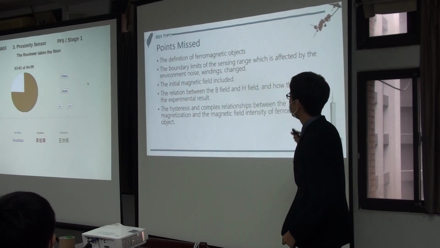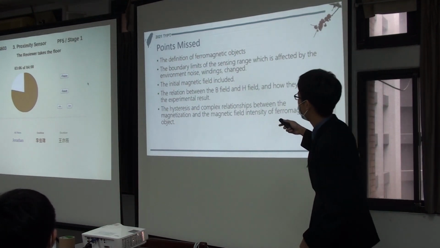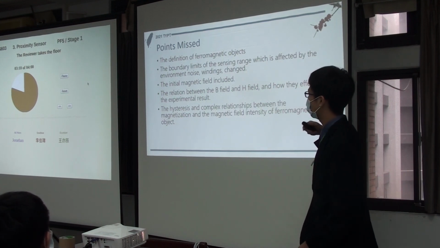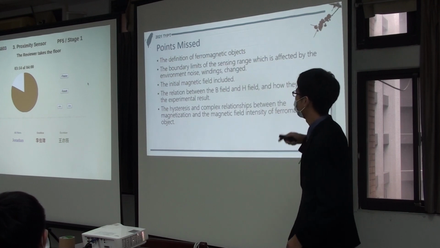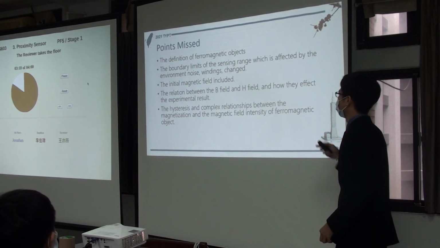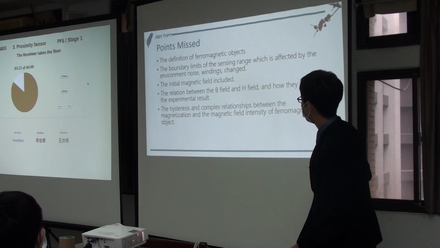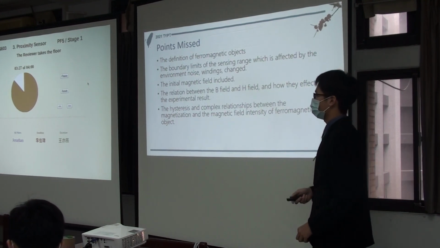And also the boundary limits of the sensing range, which is affected by many factors, such as the environment, noise, and also the windings of the coil, and other factors. And also the third point that we have missed is the initial magnetic field included in the device. Also, the relation between the B field and the H field and how they affect the experimental result is not discussed in the discussion between opponent and reporter.